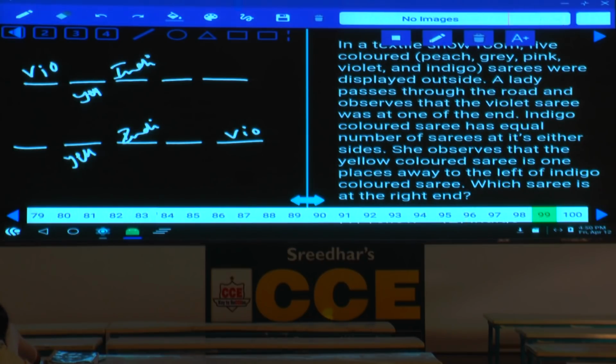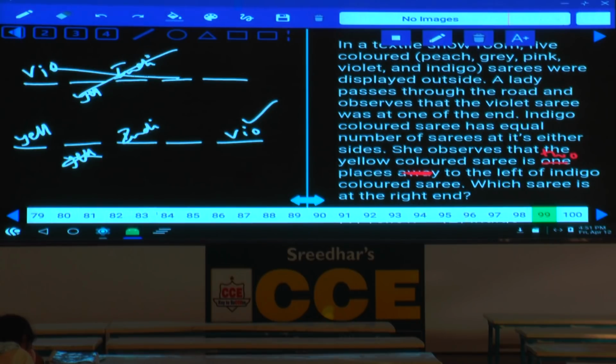But whereas in the place of this one, write down like that: yellow colored saree is 2 places to the left of indigo. Write down that correction. If that is the case, the first one is ruled out. As the first is ruled out, then yellow must be at this place. If yellow is here, violet will be the answer, as it is given in your key.